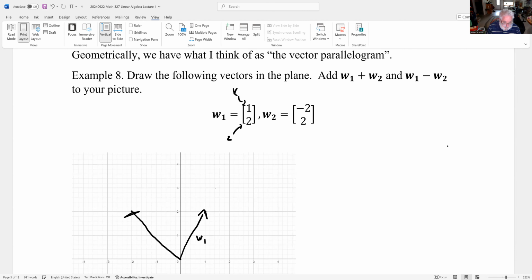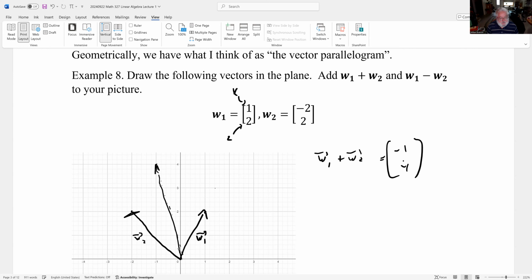So this is my vector W1. This is my vector W2. If we add them, what do we get? Well, we can do this component-wise, like we just did. That becomes minus 1, 4. So we should get a vector at minus 1, 4, and I'm just going to put this in dashed, maybe a light line. So that would be the addition.